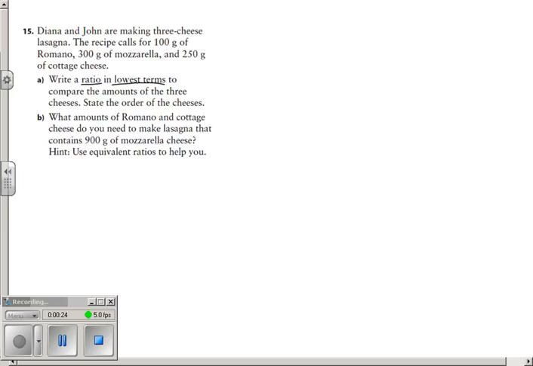All right, so there's my question. I have to write a ratio to compare 3 cheeses. Therefore, we are going to make a 3-term ratio. I think this is the first question that uses a 3-term ratio. We'll see how it works then. So we're going to keep it in the order that it appears.